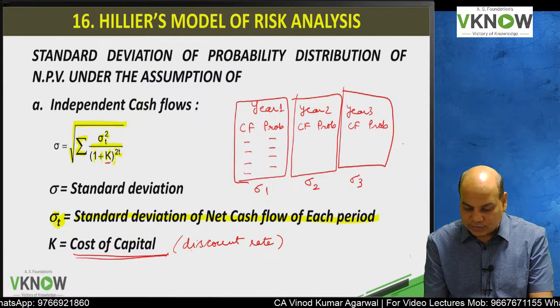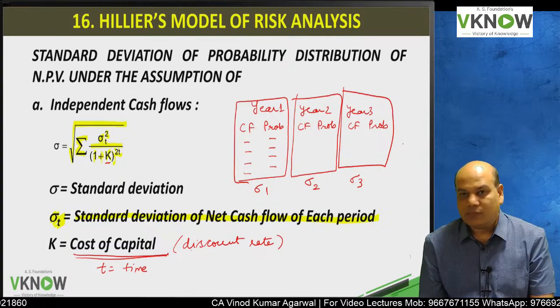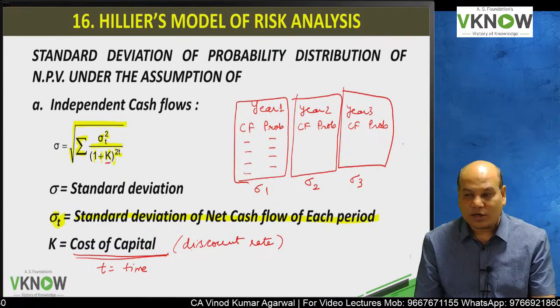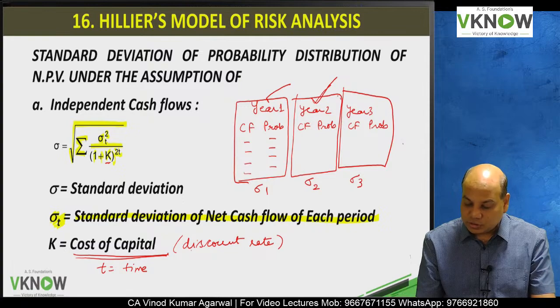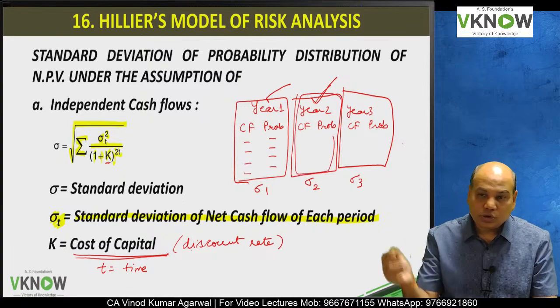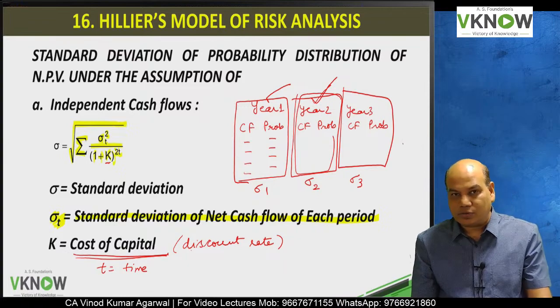And T is the time. T stands for time. This formula will be applied when cash flows are independent. That is, year 2 cash flow is independent of year 1 cash flow. Year 2 cash flow is not affected or influenced by the year 1 cash flow.